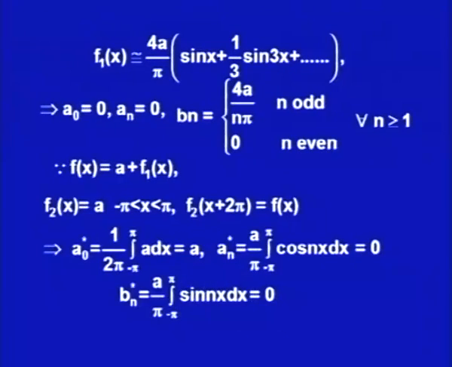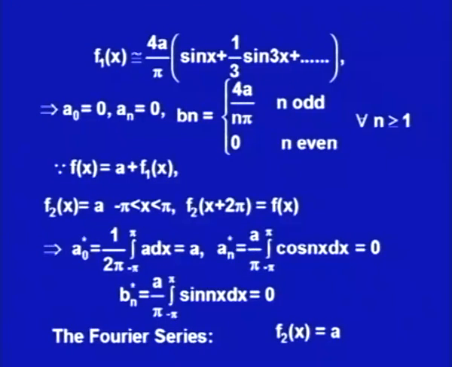Similarly, the bn star would be a upon pi integral minus pi to plus pi sin nx dx. Again we know the integral minus pi to plus pi sin nx dx for any integer n is 0. So, we are getting both an star and bn star as 0 for all n, and a naught star as a. So, the Fourier series for f2 is nothing but a, only the constant.